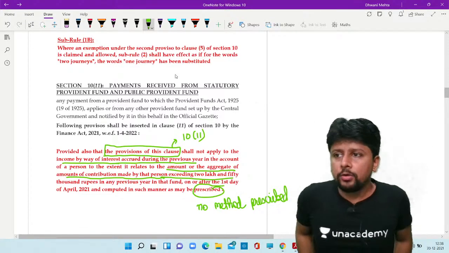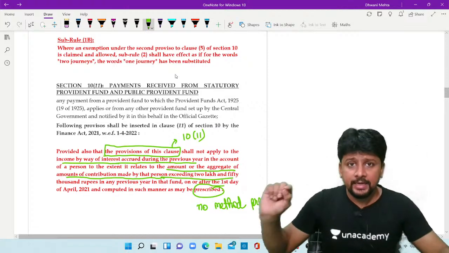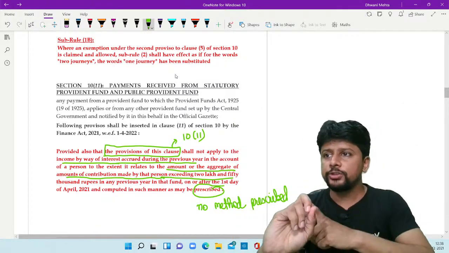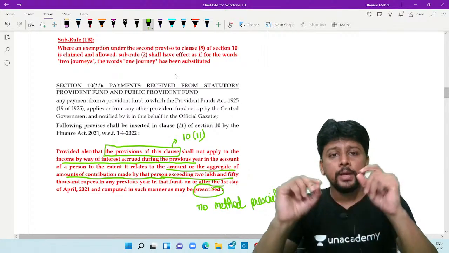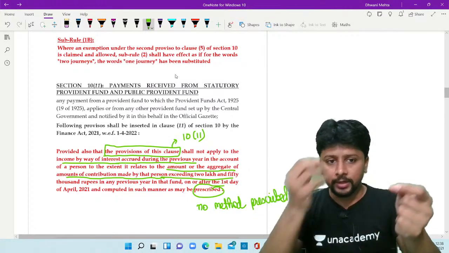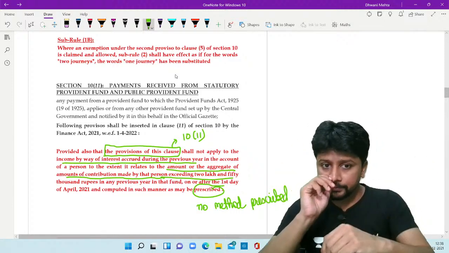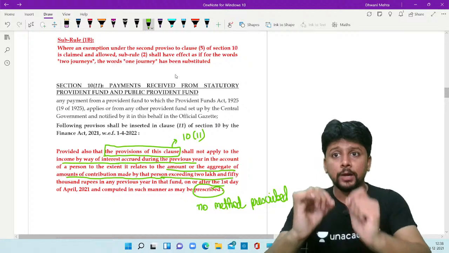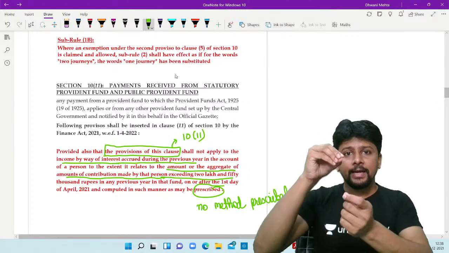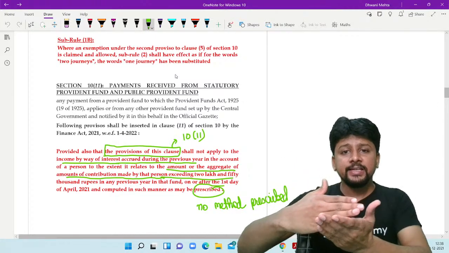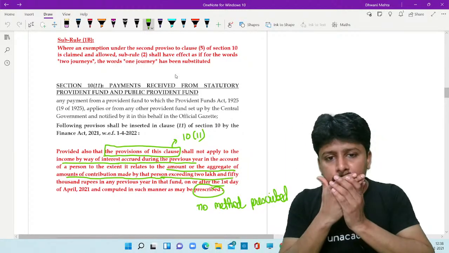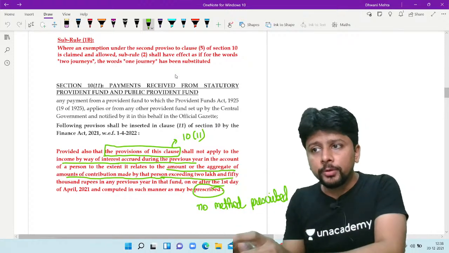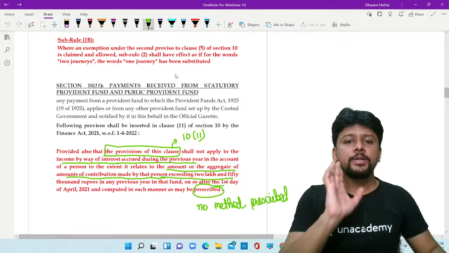So here what we are talking of is interest that is accrued in the fund. Section 10(11) talks of statutory provident fund and public provident fund. Interest that is accrued in the fund during the year, to the extent it relates to the account holder's own contribution, if the account holder's contribution exceeds 2,50,000, then the interest on that extra contribution is no longer exempt under 10(11).